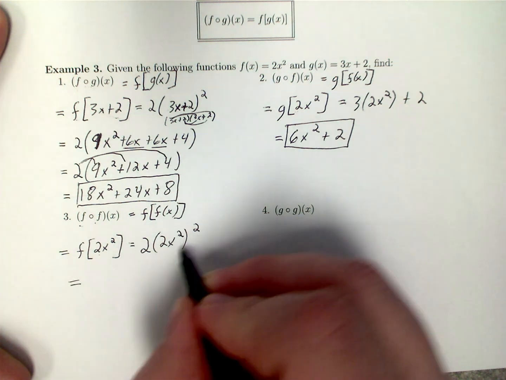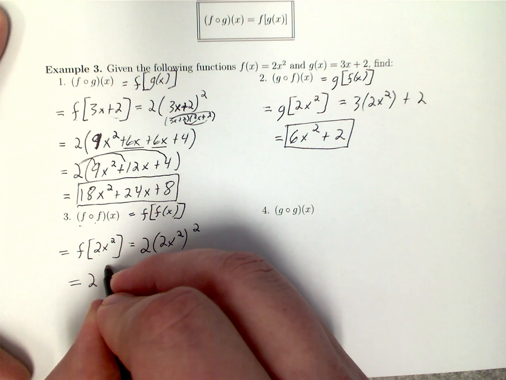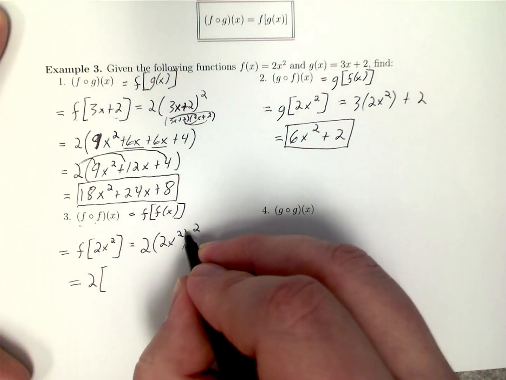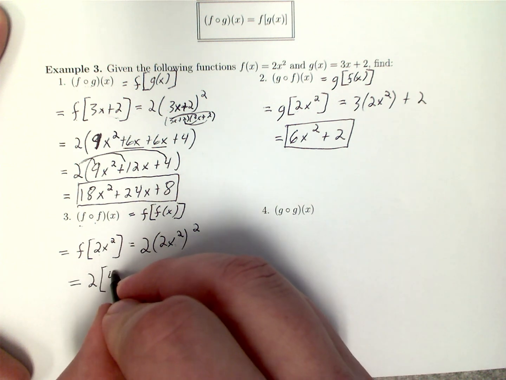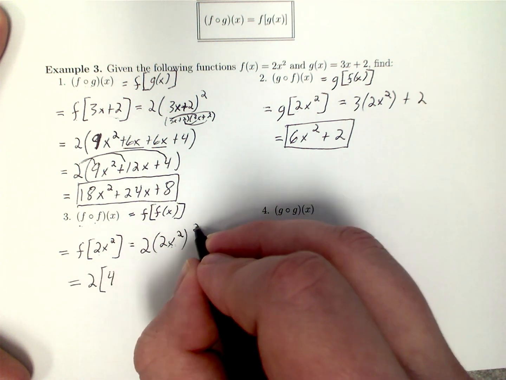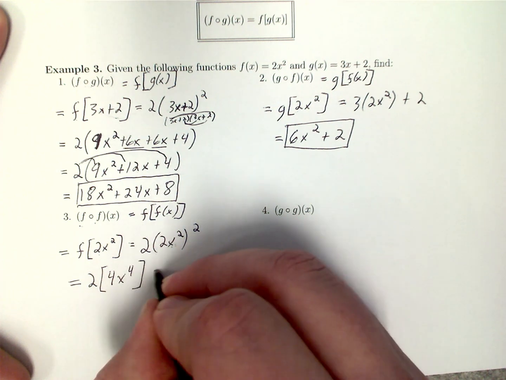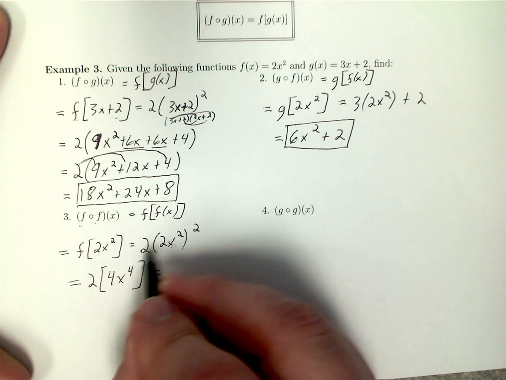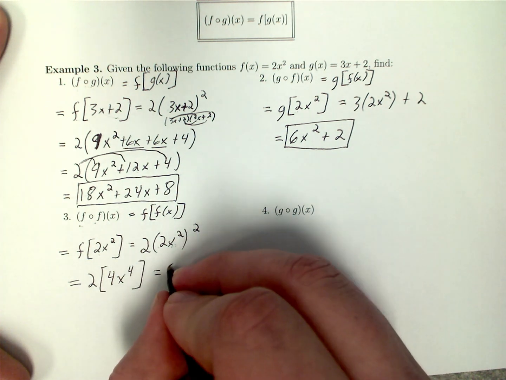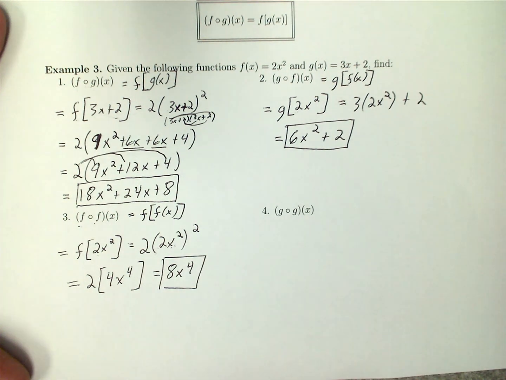So just like before, we do the exponents first. So we still got 2 on the outside. So 2x squared is 2 squared and then x squared squared. So 2 squared is 4. And what is x squared squared? That's x to the 4th. And then now that we've done the exponent, we now multiply. So by 2, we get 8x to the 4th. And we get that.